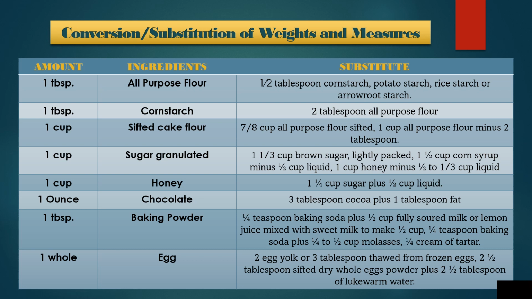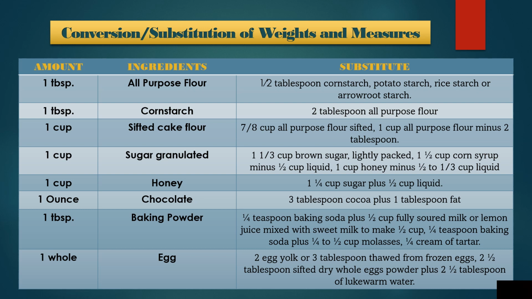So next, we have 1 tablespoon of cornstarch. Pwede natin siyang i-substitute sa 2 tablespoon of all-purpose flour. And then, next natin, 1 cup of sifted cake flour, pwede natin siyang i-substitute ng 7/8 cup all-purpose flour sifted or 1 cup all-purpose flour minus 2 tablespoon.